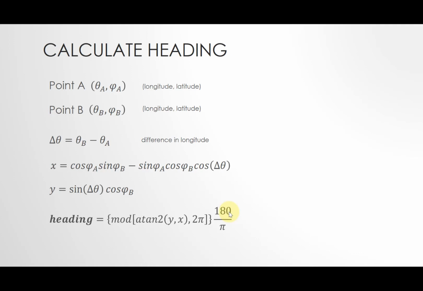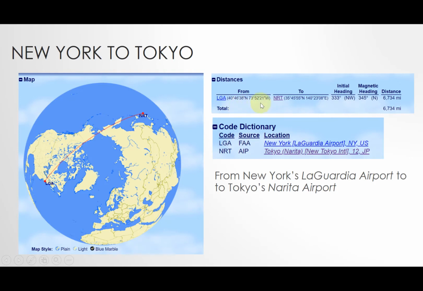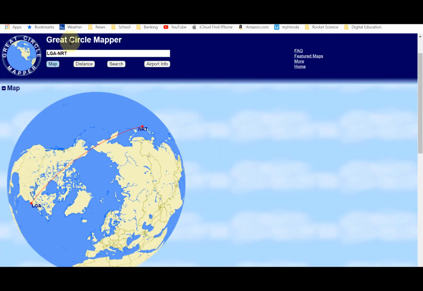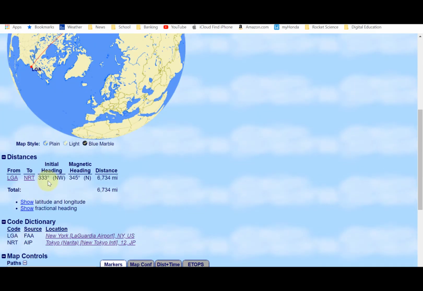Okay, that's the example. And you see, it gave us this initial heading of 333 degrees that you can confirm. This is from another website called Great Circle Mapper, and I've typed in LGA to NRT, that's LaGuardia to Narita Airport, and I'm getting this path, and as you scroll down you'll see the initial heading 333 degrees. It also gives me this magnetic heading because the magnetic north isn't the same as the true north, and that's a whole complicated thing that I'm not going to get into right now, maybe for another video, part 10, whenever I get to that.